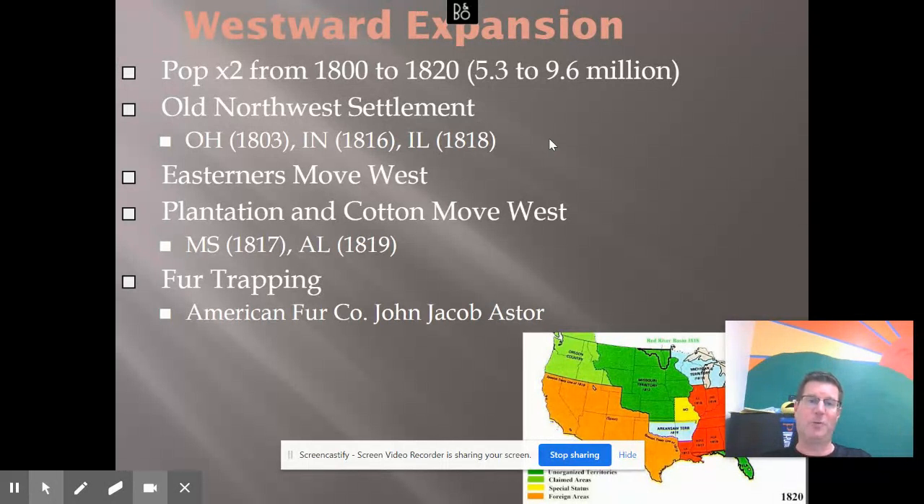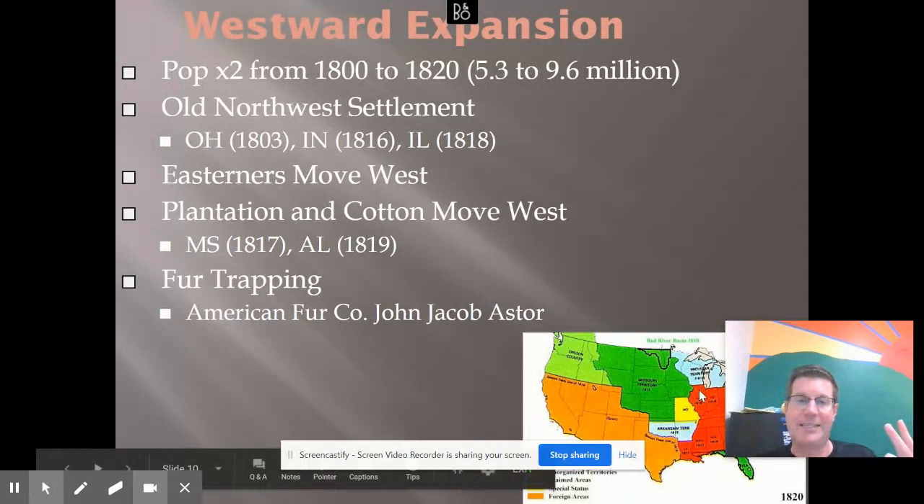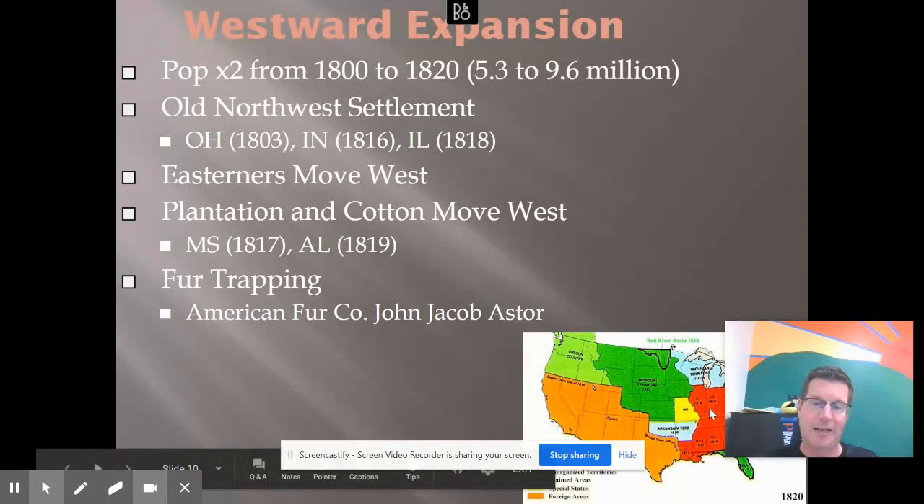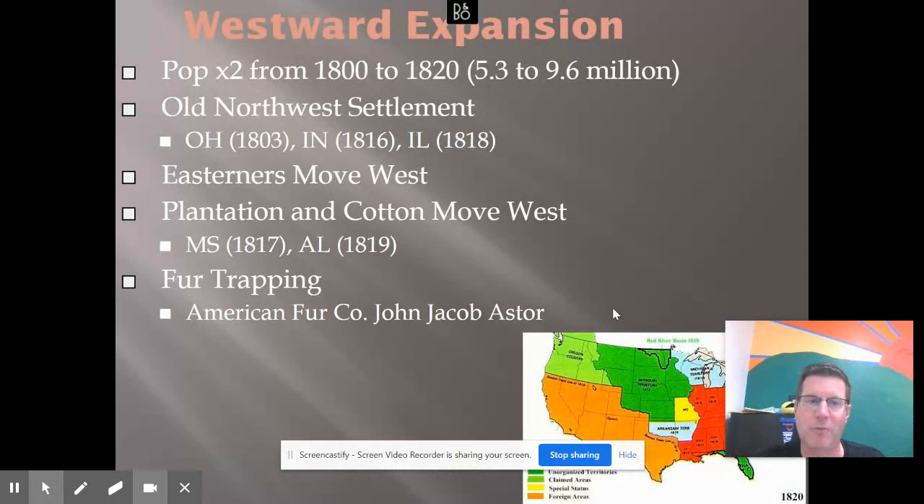Settlement in what's called the Old Northwest. Today, when I was talking, I actually missed my state dates. So Ohio, statehood 1803, Indiana 1816, and Illinois was actually earlier than I thought. It's 1818. So a lot of this Northwest Territory is gaining statehood. Easterners move west. Generally speaking, if you're from New England, you go into Wisconsin, Indiana. If you're from Virginia, you move westward. There's very little of people moving from the Northeast down to the Southwest. It happens, but much more rarely.